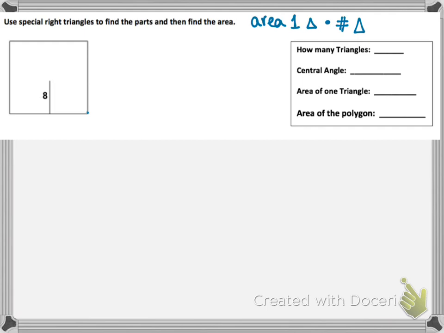So first of all, how many triangles are we going to have? Because remember, we're going to find the area of one triangle and multiply it by how many triangles we have. How many triangles we have matches the number of sides that we have. So in this guy, since we have a square here, that means that I'm going to have 4 triangles because a square has 4 sides.